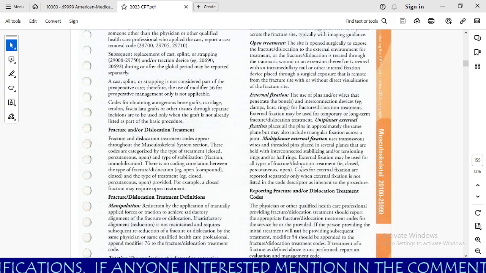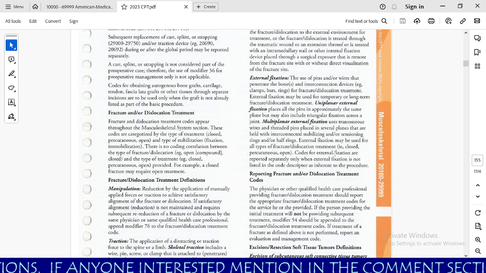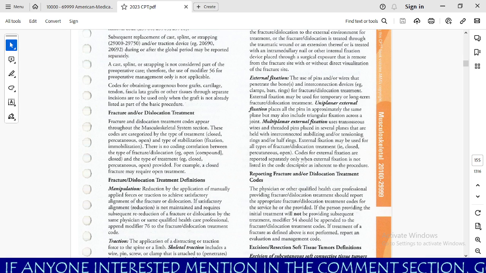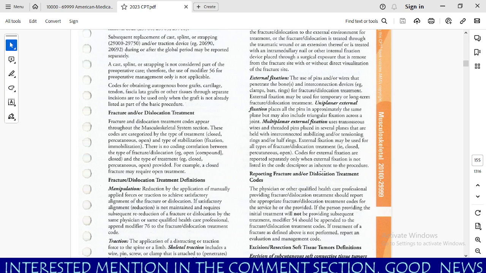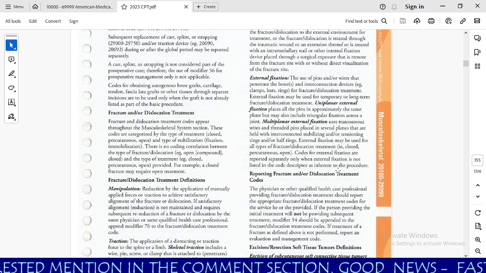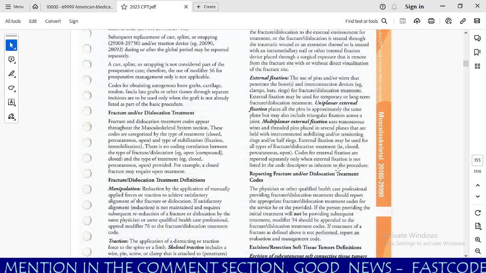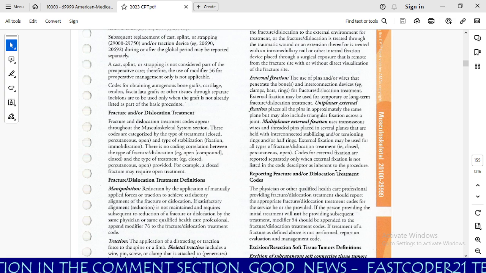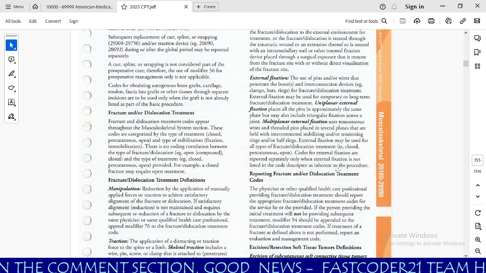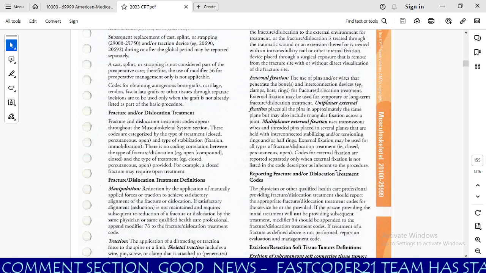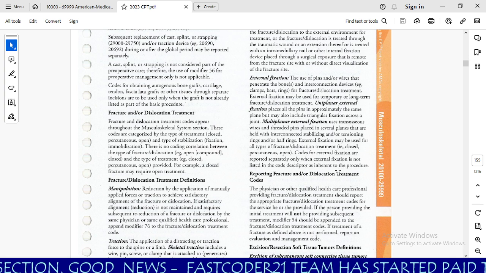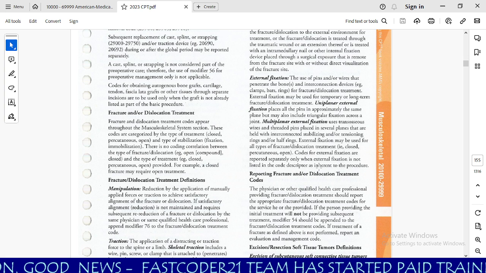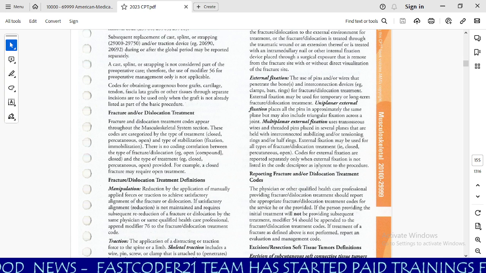So we have one important guideline here. Codes for external fixation are reported separately only when external fixation is not listed in the code descriptor as inherent to the procedure. So whenever you want to code an external fixation device, you need to check the code description. If the code description does not have external fixation device, you need to code it. If the code description has the external fixation, you need not code the external fixation device CPT code.